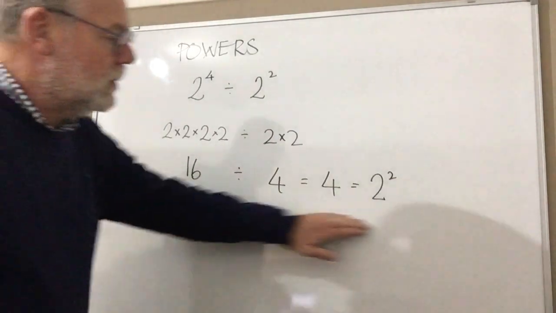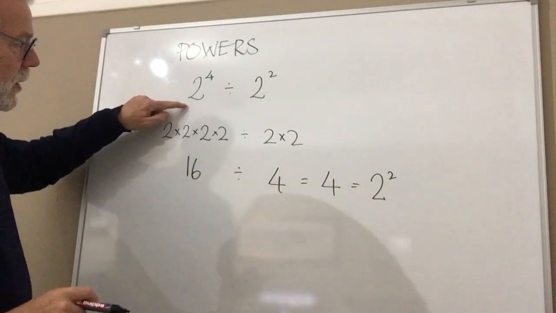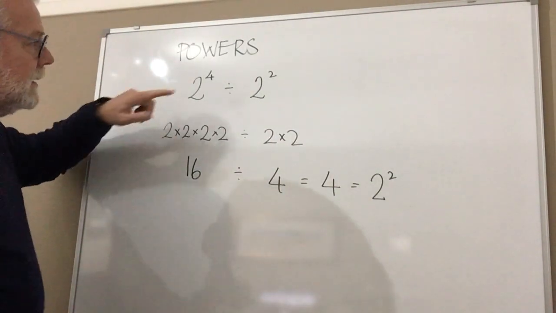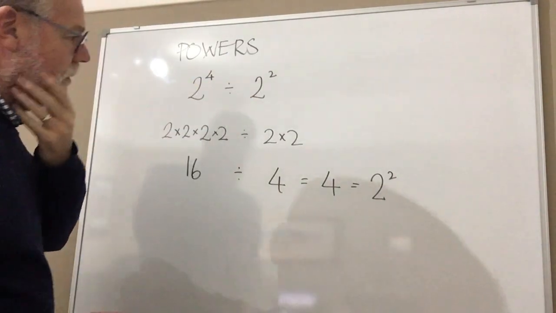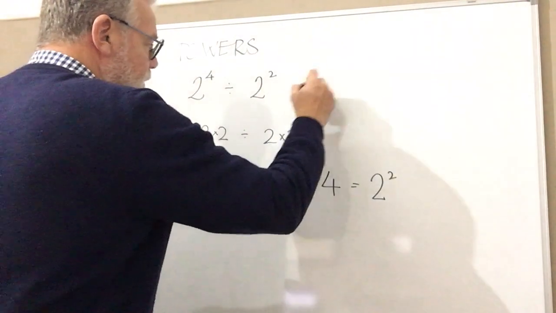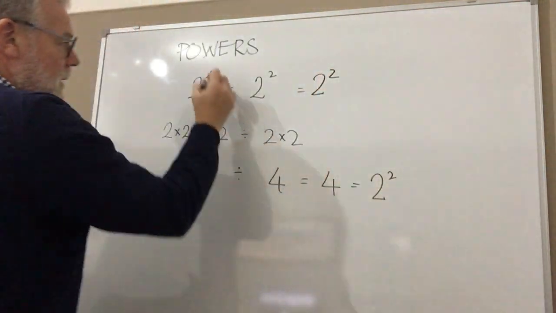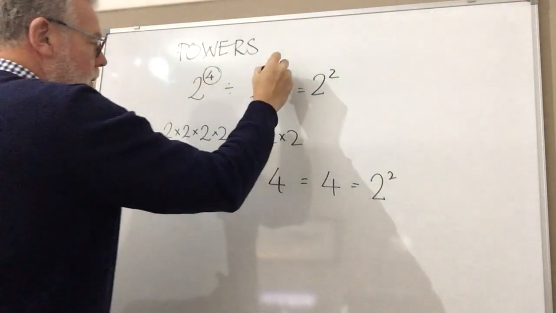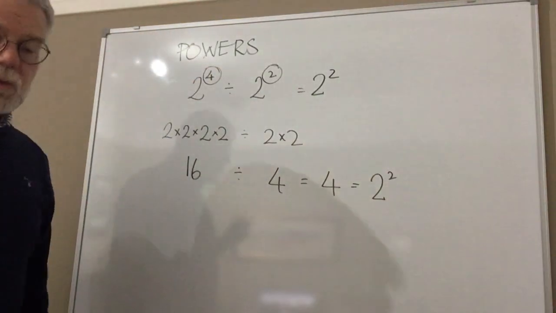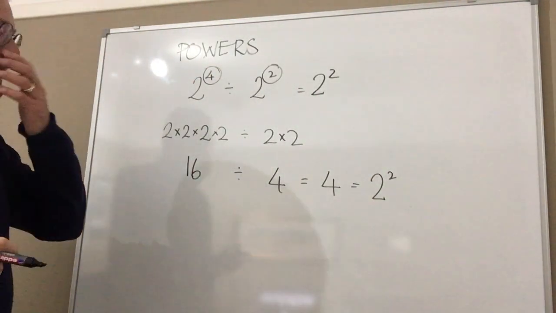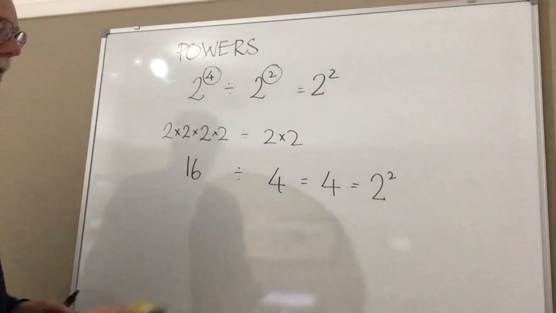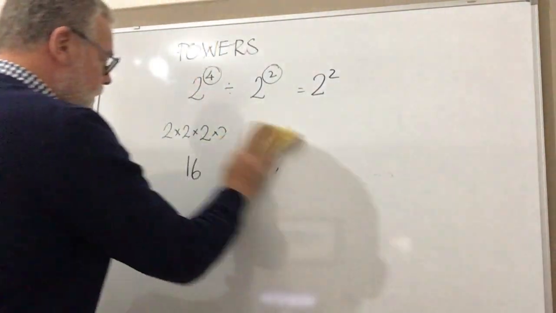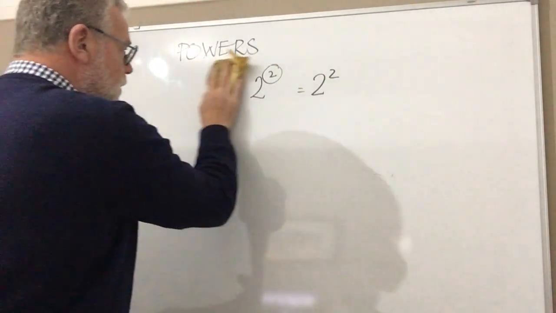Now let's use what we've just learned and go back up here to prove that 2 to the power of 4 divided by 2 to the power of 2 actually gives us 2 squared. There it is. And this time, what we've done is subtract our indices. Now you could say, oh, it looks as though we've divided them. So let's have a look at another example to prove the point that we've just been making.